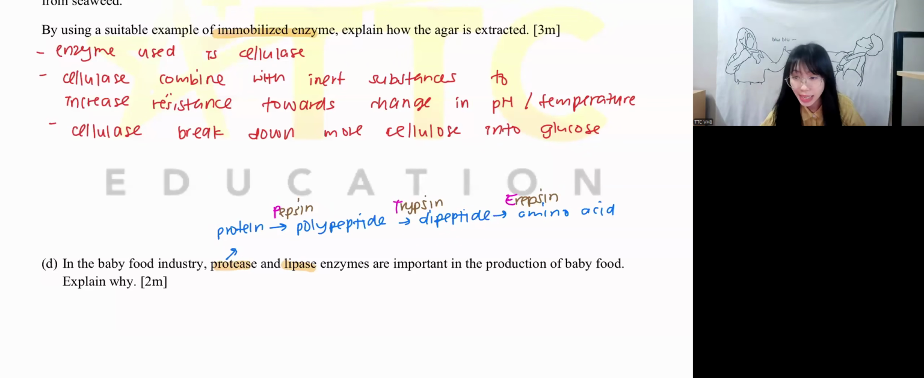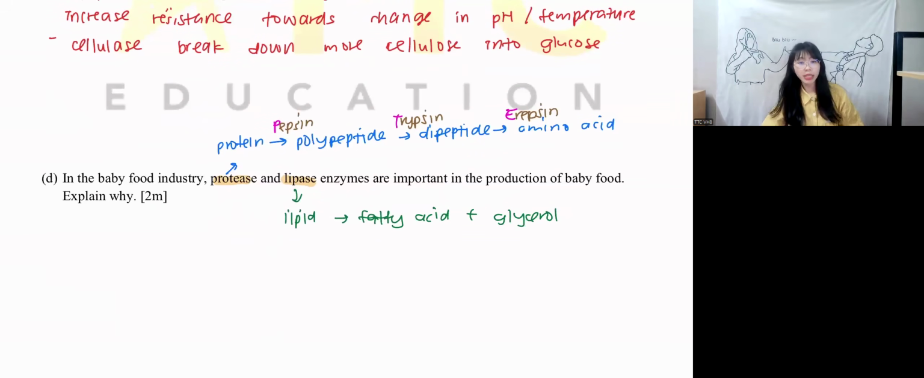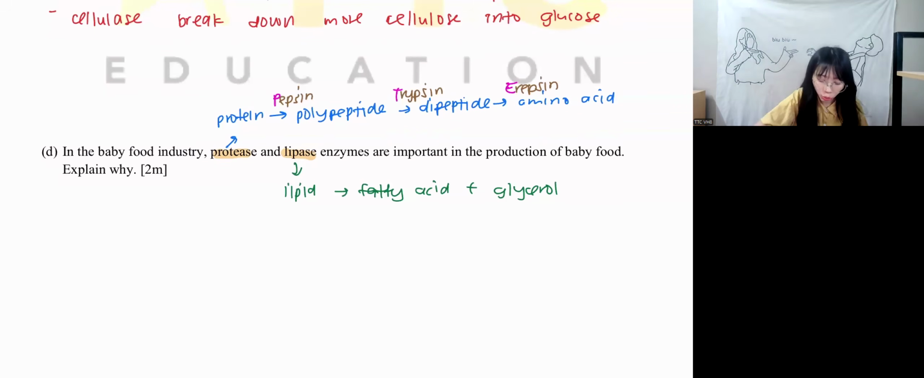What is the function of lipase? Lipase's function is to break down lipid into fatty acid and glycerol, which is also the smallest molecule. So it's easier for the baby to absorb the nutrients, because the baby cannot digest. Baby doesn't have a lot of enzymes. Actually, both baby and elderly have reduced enzymes, when they are too young or growing older. So they need food broken into the smallest molecule.